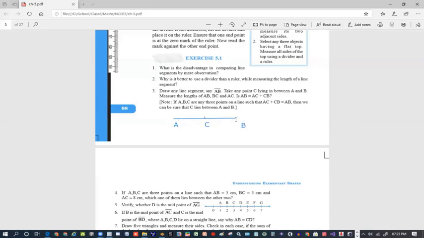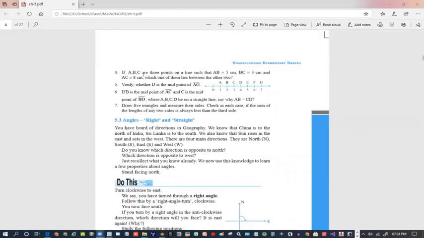Okay, measure the length AB. So if AB is 5 centimeter, AC will be 2.4 centimeter and CB will be 2.6 centimeter. Adding AC and CB, you have to measure and check. Draw any line AB and cut a mark on it and measure AC and CB and then measure AB. So you will get AC plus CB is equal to AB.